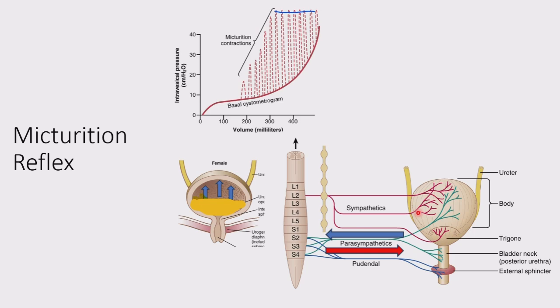Once this reflex is powerful enough, your brain will send a signal to your pudendal nerves to voluntarily inhibit your external sphincter, allowing you to urinate consciously. Okay, but if you still fail to release the urine, the micturition reflex will continue with more power than ever before.